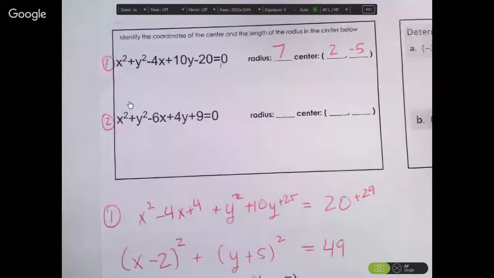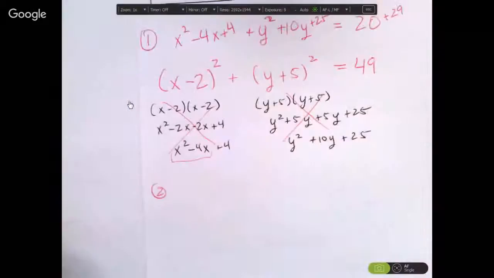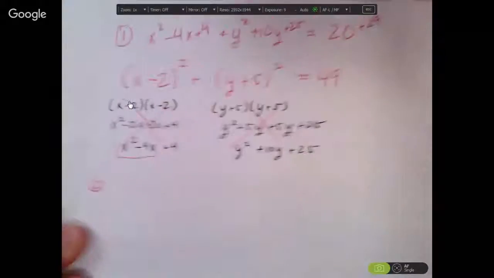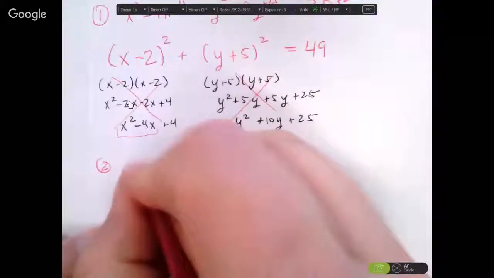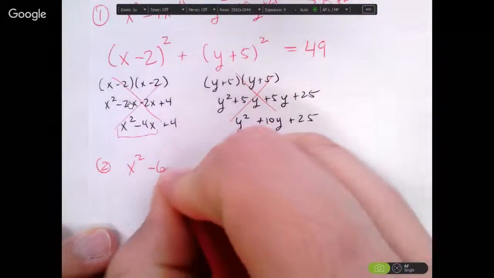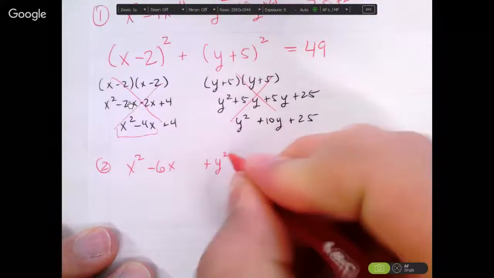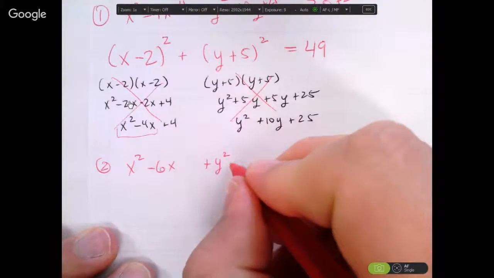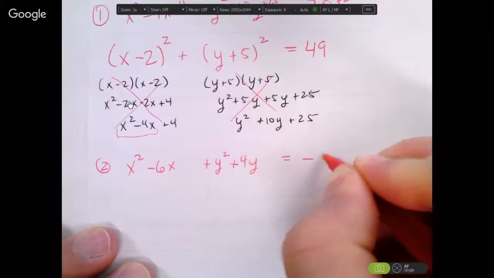So for number 2, I'm going to sneak it down here. What was our first step? Okay, so x squared minus 6x plus y squared plus 4y equals -9.